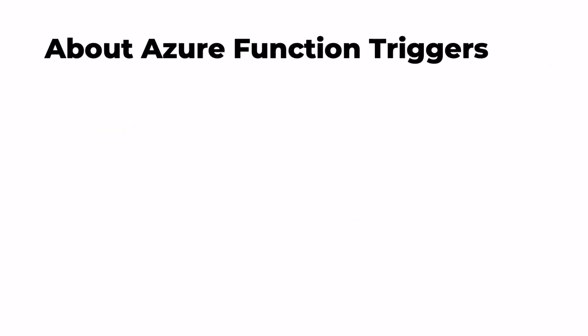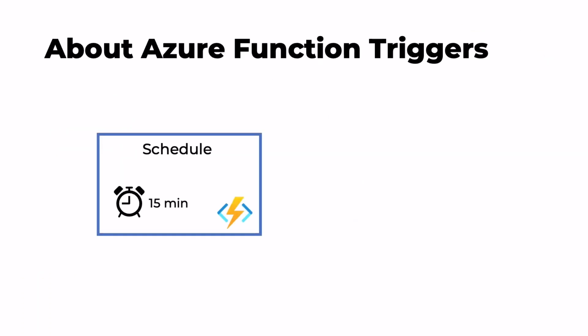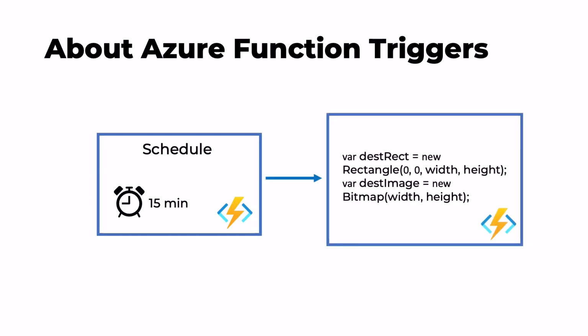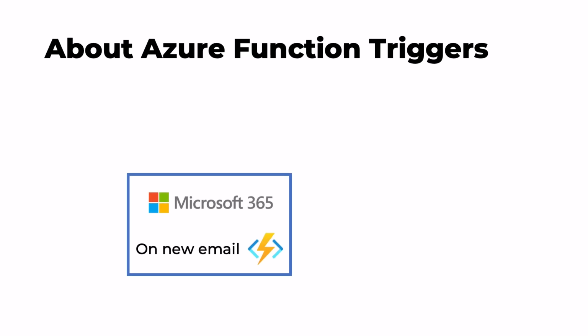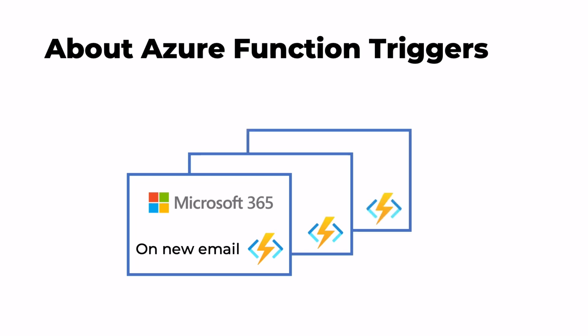So here is how it works. There is a trigger, like a schedule every 15 minutes, that kicks off an instance of the Azure function, which then runs a piece of code that you create. You can also have external triggers, like a new email that comes in. When that happens, a new instance of the function starts and executes. And when another email comes in, another instance starts, and another, and so on. So this scales automatically, and these instances will go away when they are done executing. I think that's pretty clever.